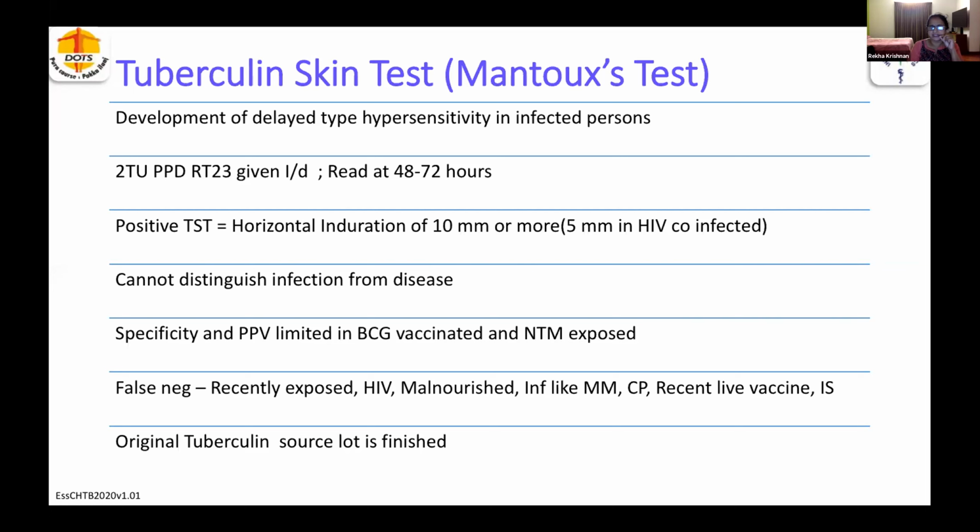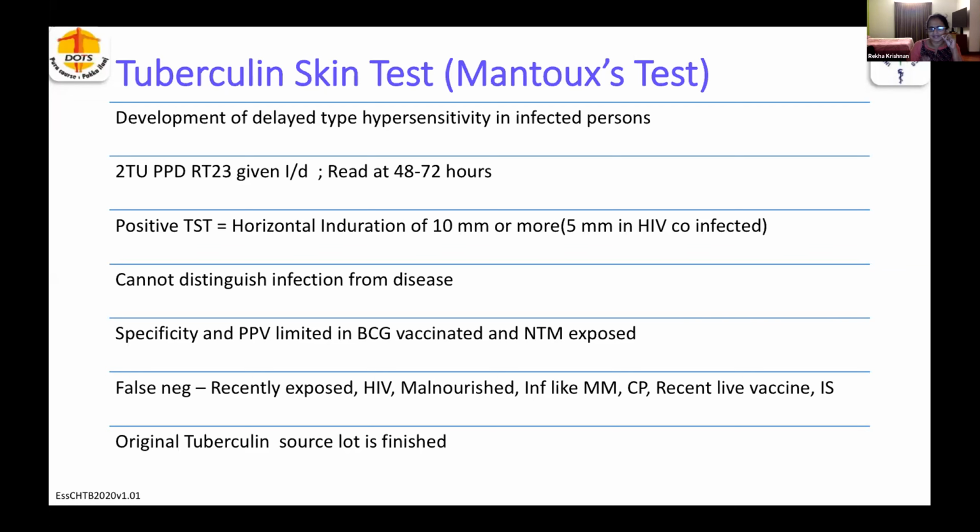The specificity and positive predictive value are also limited, because even BCG and non-tuberculous bacteria can give a positive Mantoux test. And many a time you can get false negative results when there is a severe infection, HIV, malnutrition, recent infection with mumps, measles, chickenpox, and recent live vaccines, immunosuppressives. All can cause a false negative result, and so can a wrong technique.